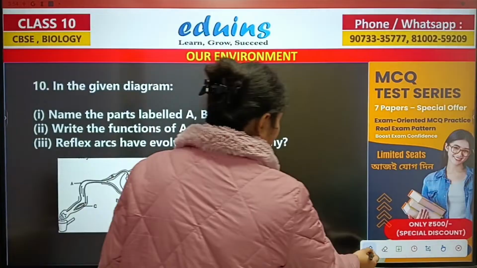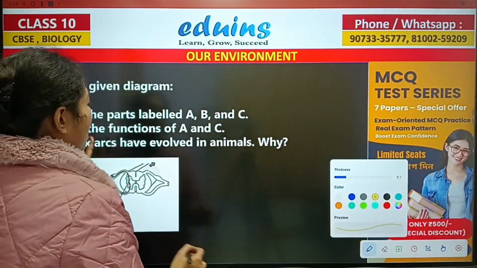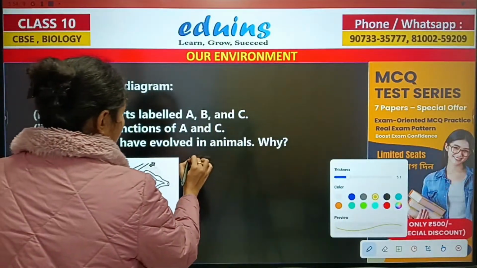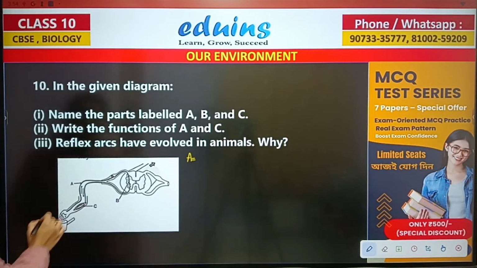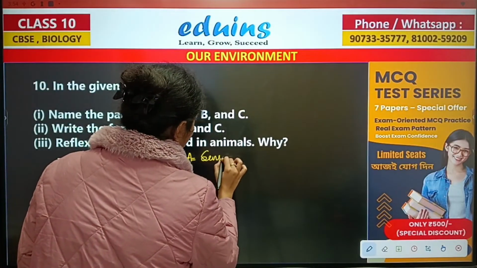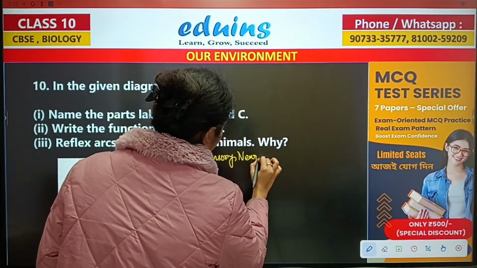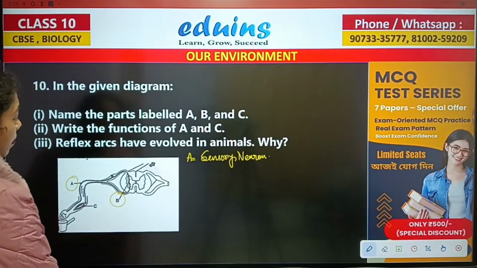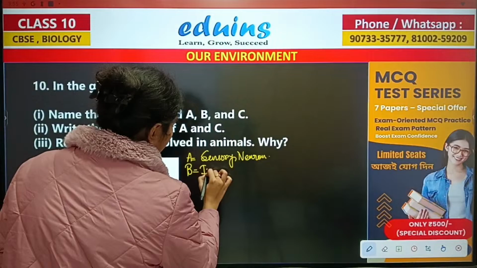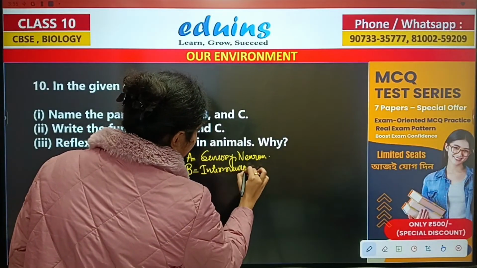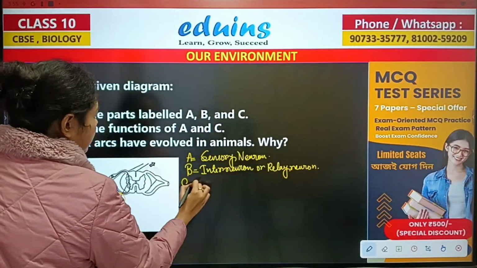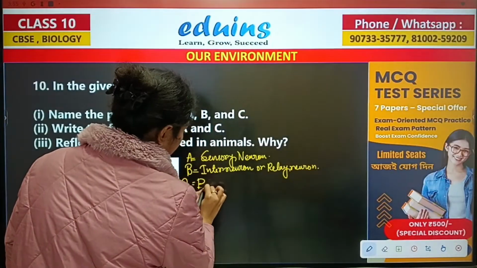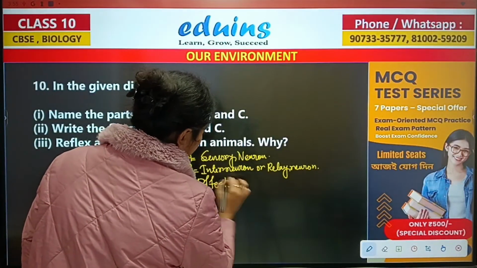Okay, so the first question is: name the parts labeled A, B and C. What will be the answer of question number 1? A is sensory neuron. Number B is interneuron, or relay neuron. Number C is effector. Okay, number C is effector.